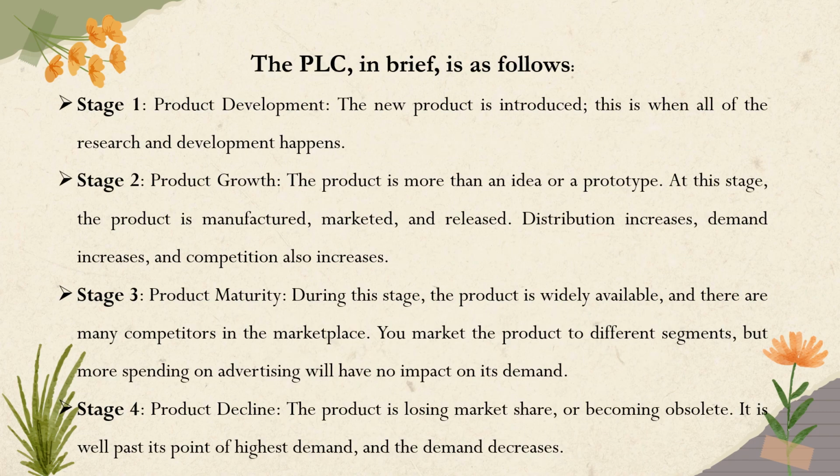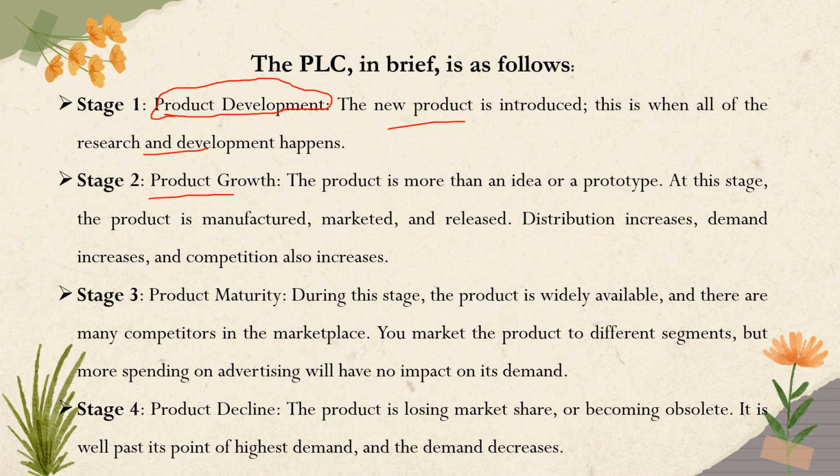So stage one, what is the first stage? The first stage is the development of a product. That is how the product is introduced and when all of the research and development happens. When we are designing a new product, that is, introducing a new product into the market, there is the product development, how it is developed, and then how it is introduced in the market, apart from the advertisements and other things which are done.